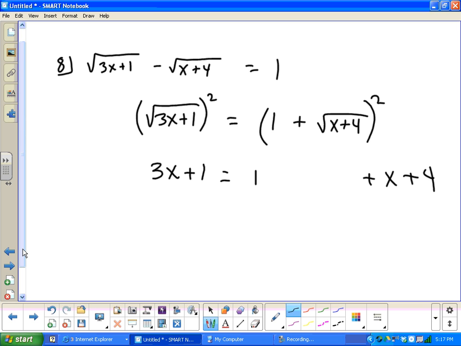Now remember, instead of multiplying the 2 and then doubling, you could always just multiply that by 2. And so 2 times 1 is 2, and then I'm going to say 2 times the square root of x plus 4. So it would be plus 2 square root of x plus 4. Now, let's clean all this up on the right side here. I'm going to put 1 and 4 together, and that's going to give me 5.